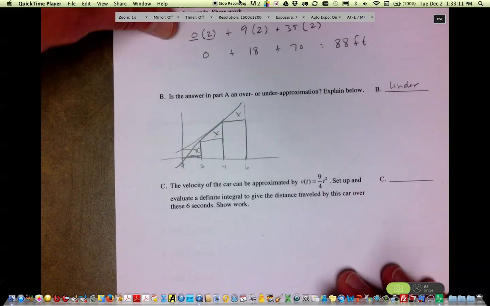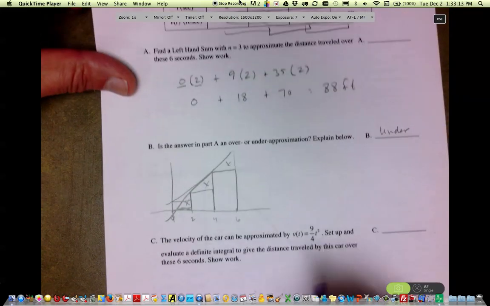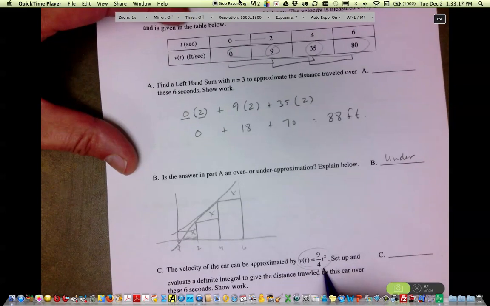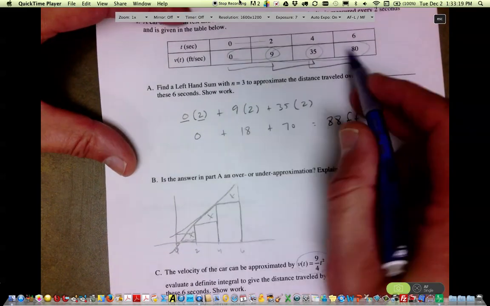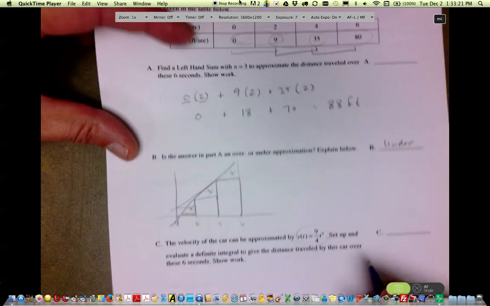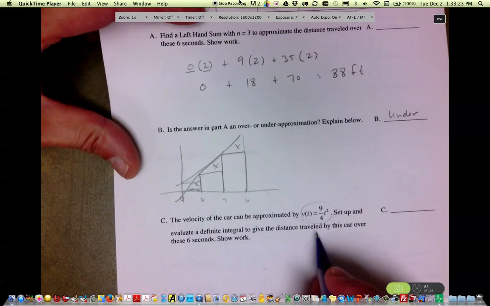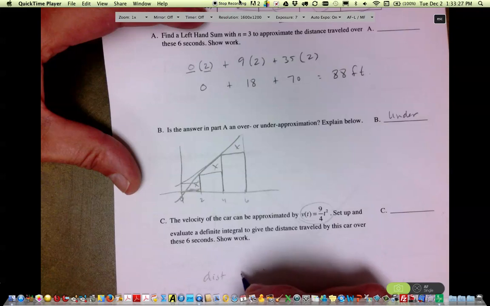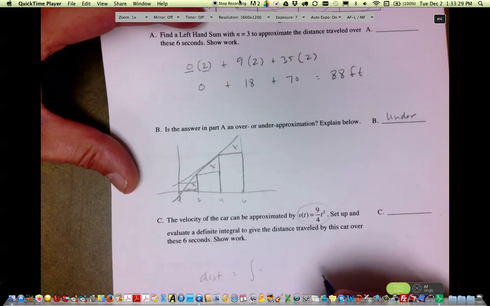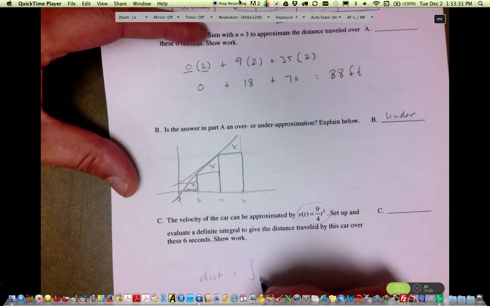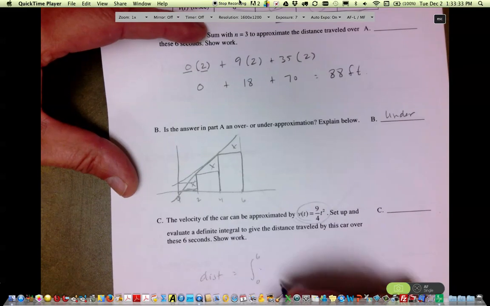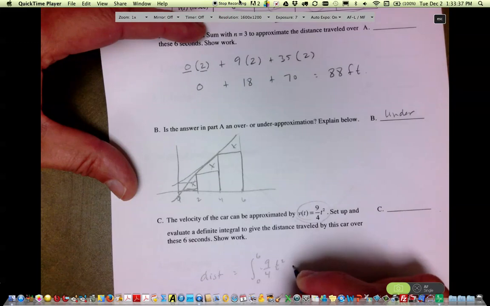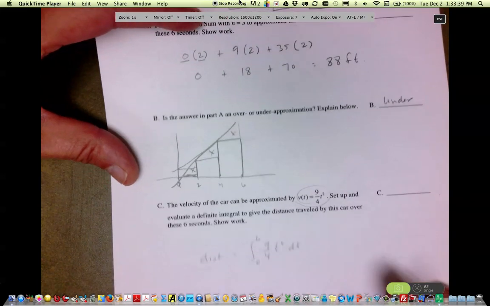Alright, and then part C says that the velocity of this car can be modeled by this function, which is going to give me numbers that are pretty close to the values in the table. And we saw later on that in order to find the distance traveled, all we really needed to do is set up an integral from 0 to 6 of 9/4 t squared dt.